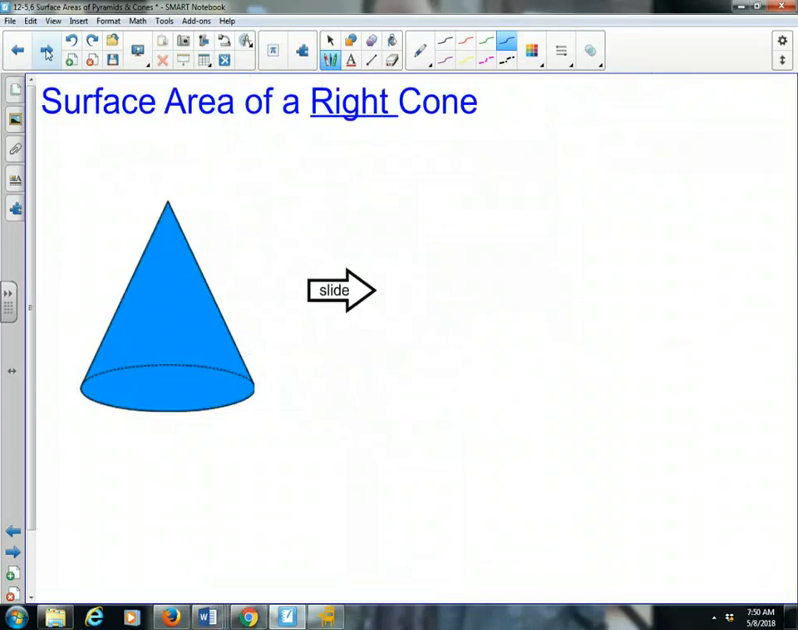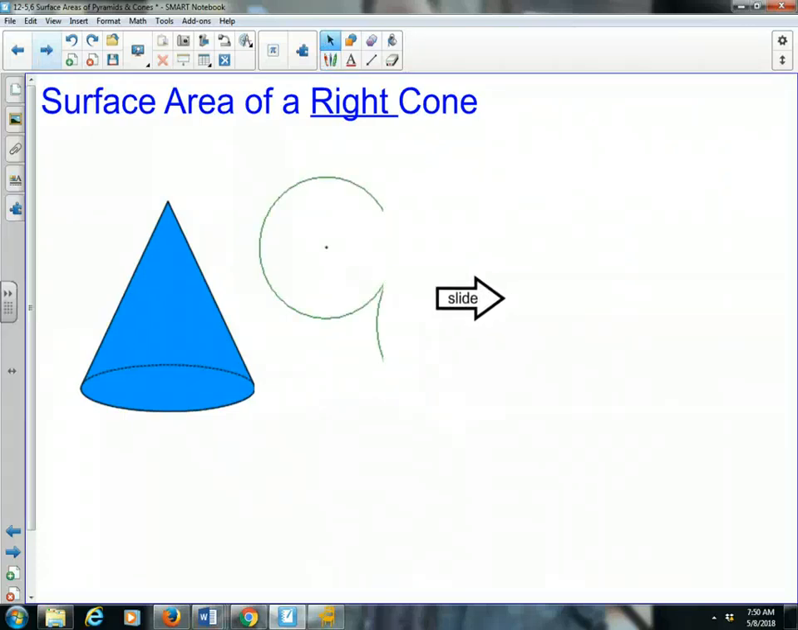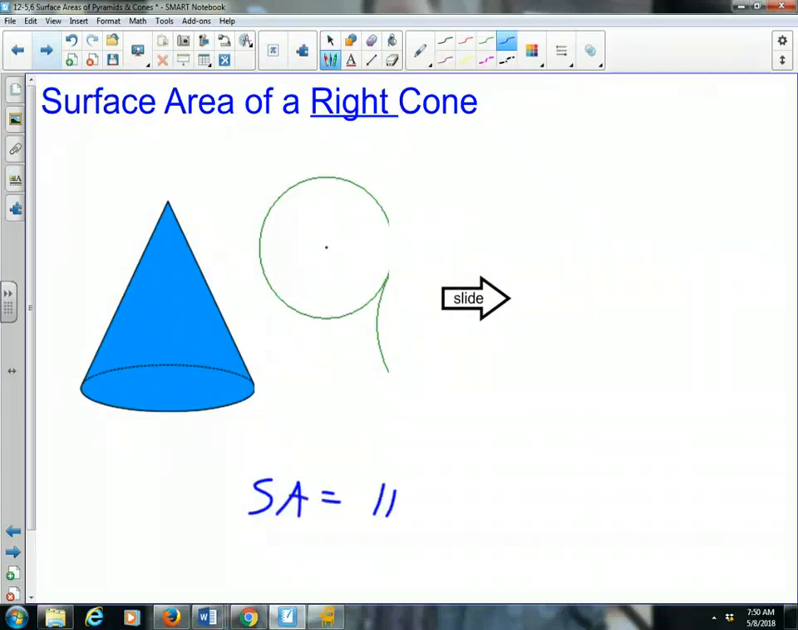Now we're on to our cone. So if we try to find the surface area of a cone, again, it's kind of nice to look at the net. If you take a look at the net of the cone, we kind of get this circular base. And that makes sense, right? So we're going to have pi r squared.